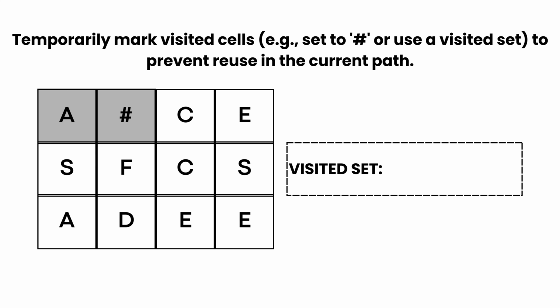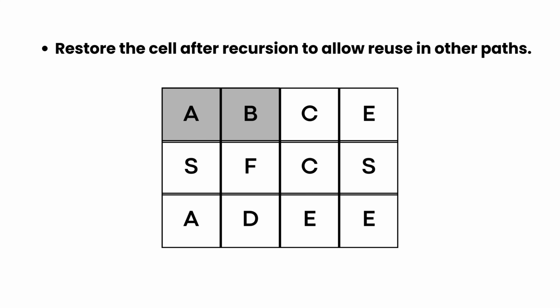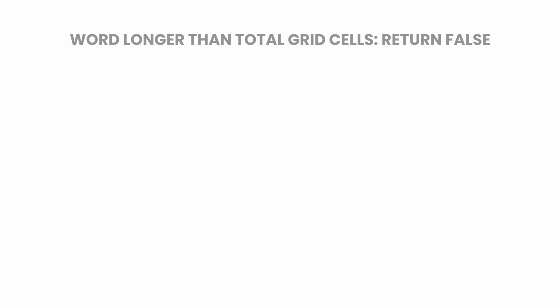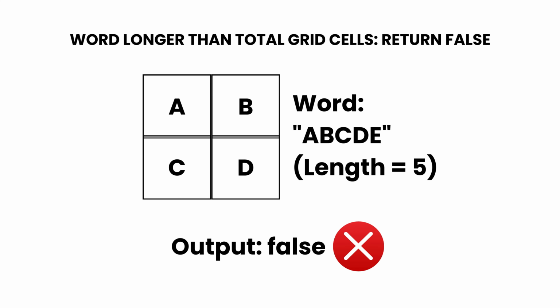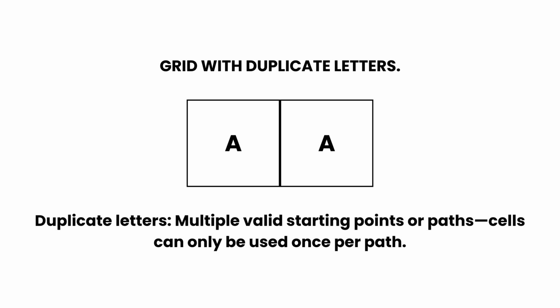Let's clarify. Use a temporary mark, like setting to hash, or a separate visited set to mark cells in the path. Restore the cell after recursion to allow reuse in other paths. Carefully handle boundaries to avoid index errors. Edge cases: word longer than total grid cells, return false. Grid with only one cell. Grid with duplicate letters.